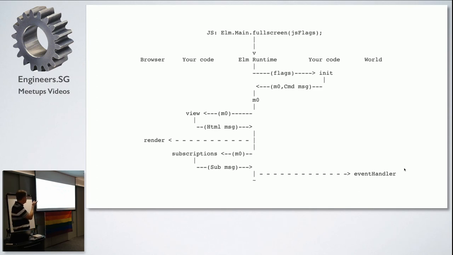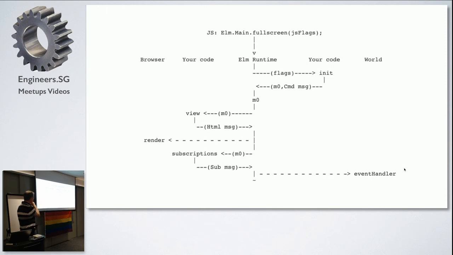So we instantiate our Elm program. Could be something like the full screen. We have the option of passing in some initial values. And we hand it to the Elm runtime, and the Elm runtime immediately calls out to a function in your code, an init function, and says, here's the initial values, please give me a model of your world, the state, the one truth.